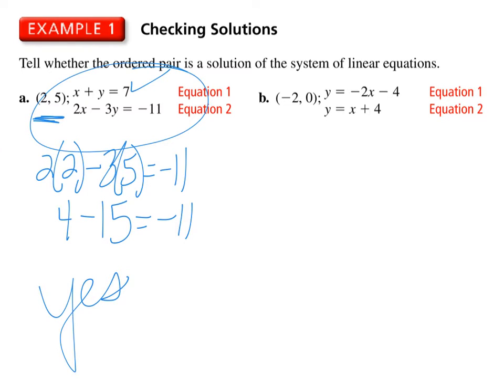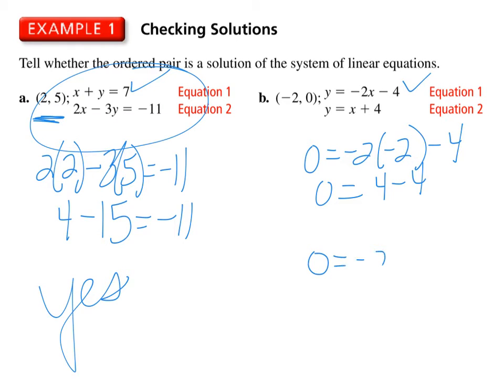The second one, let's plug them in. 0 equals -2 multiplied by -2 minus 4. That gives us 4 minus 4. First one is true. The second one, 0 equals -2 plus 4. Nope, that is not true. So the second one, (-2, 0), is not a solution. So the first part of this, really easy.